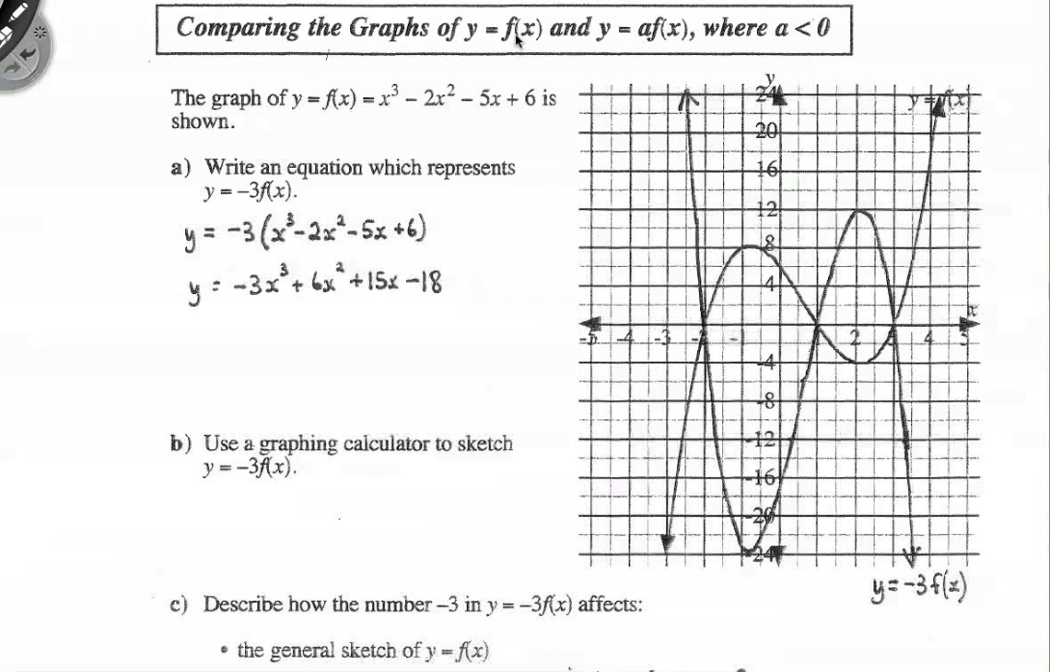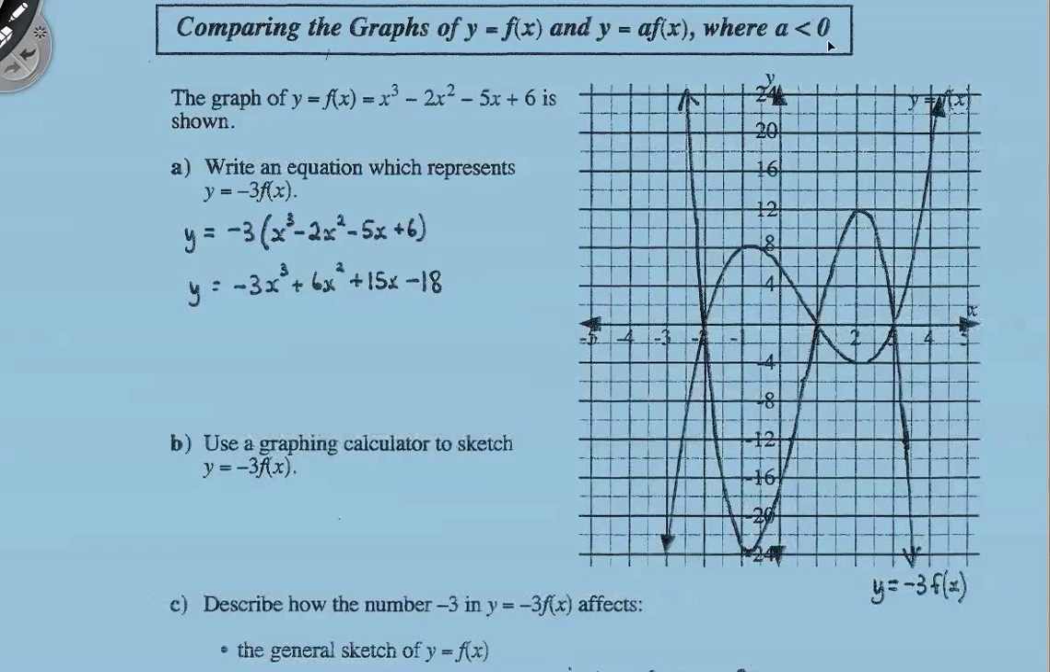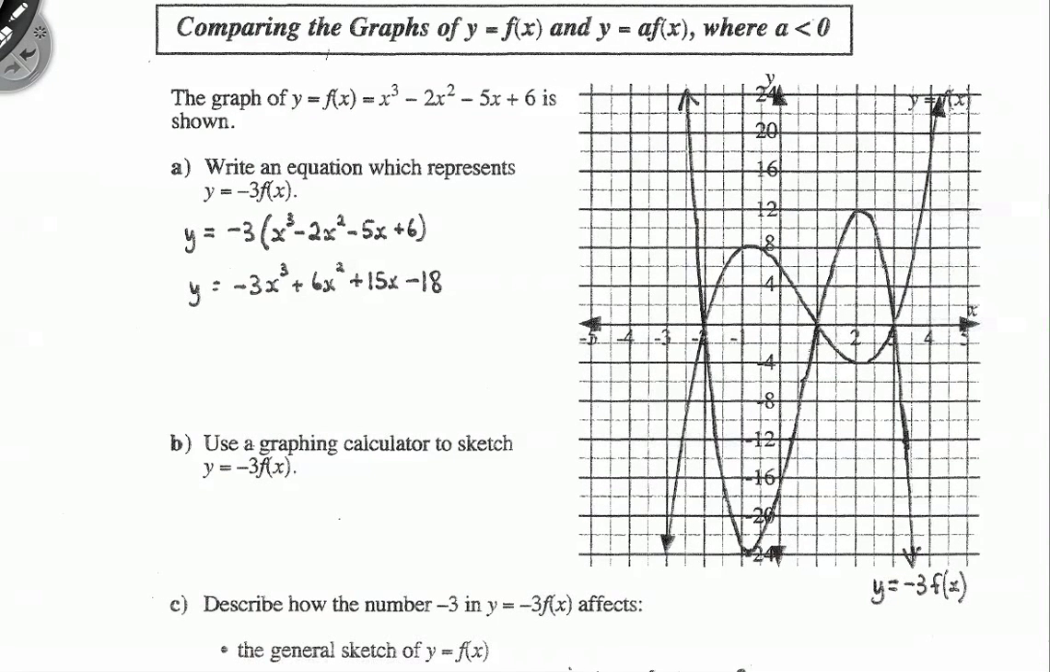Alright, comparing the graphs of y equals f of x and y equals a f of x, where a is less than 0. If it's less than 0, that means a is negative. So this multiplier out here is negative. What will that do? Well, not only will it be a stretch, but it should also be a reflection. Remember, if this is a negative value, it's a reflection in the x-axis. So let's consider this graph here. It's a cubic function, and it's a positive x cubed.